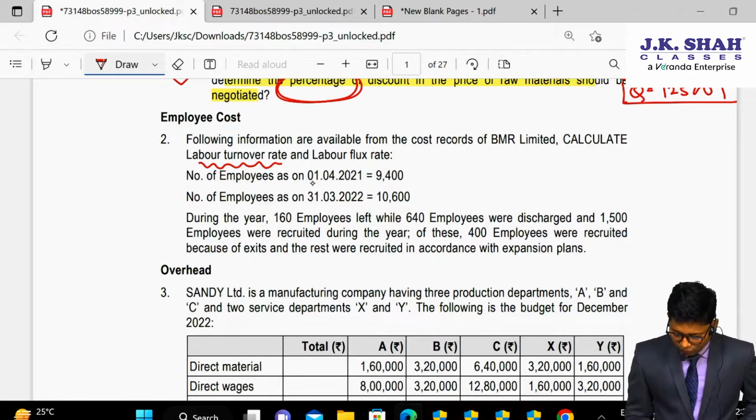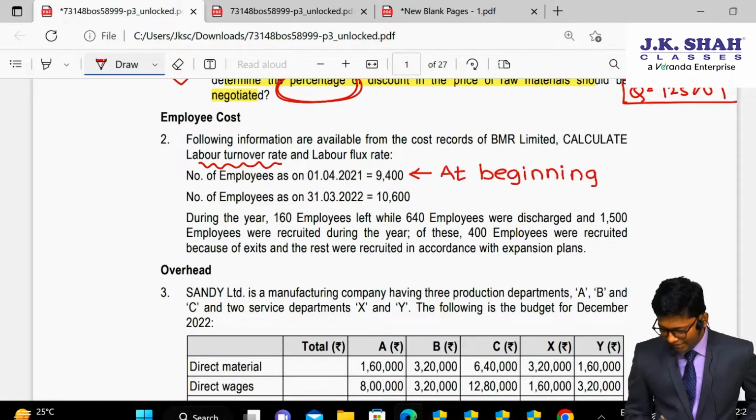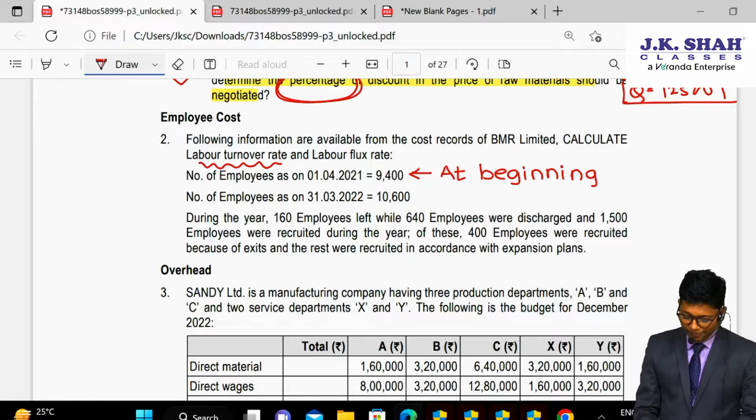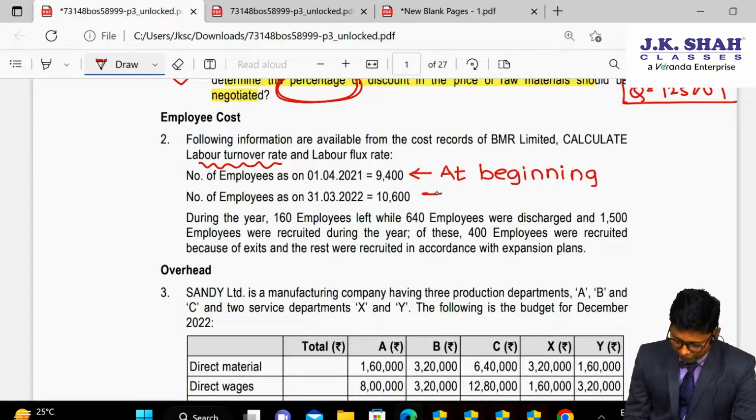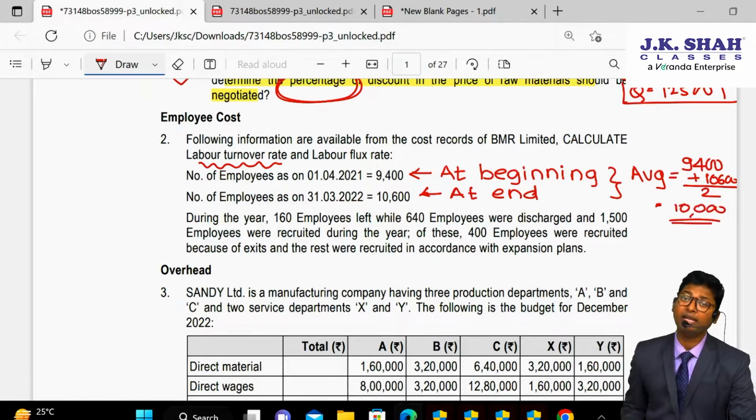Number of employees as on 1/4/2021 is 9,400. These are the number of workers at the beginning of the year. After that, they have given you one more number: employees on 31st March 2022, 10,600. This is the number of workers at the end of the year. Now, when beginning and end workers are given, you should immediately compute the average, and the computation is very simple. It's a simple average. 9,400 plus 10,600 divided by 2. Simply you will be getting 10,000 workers on an average.